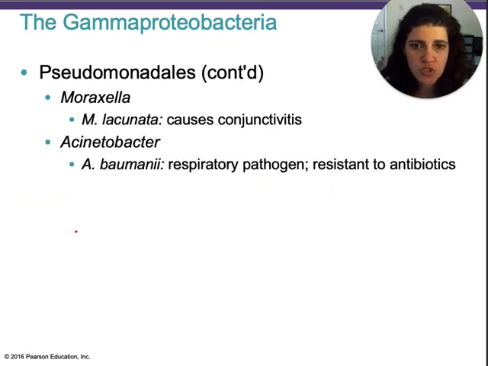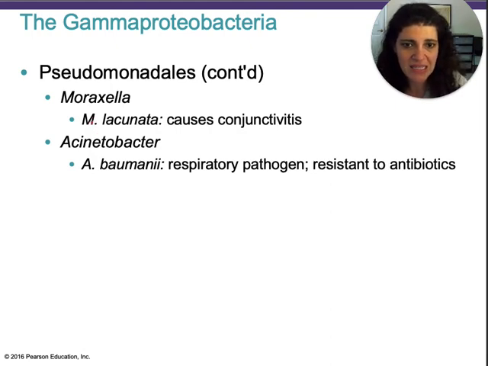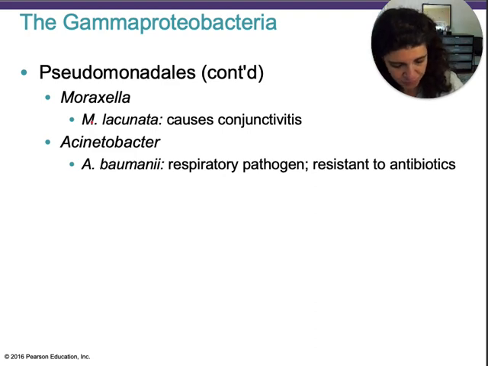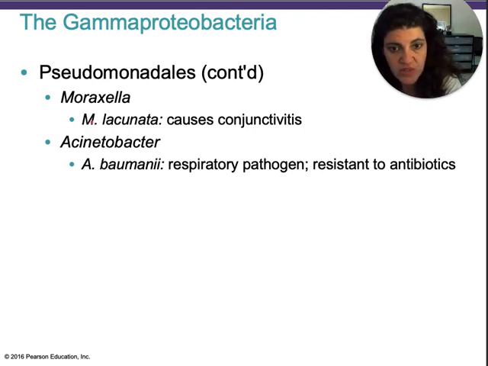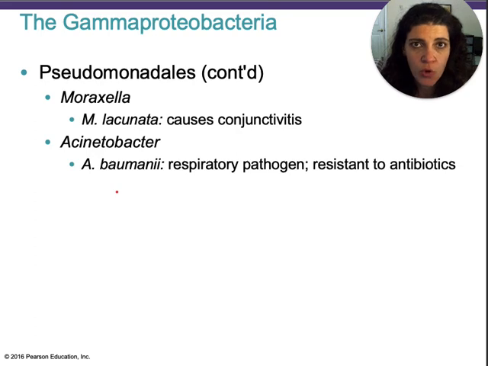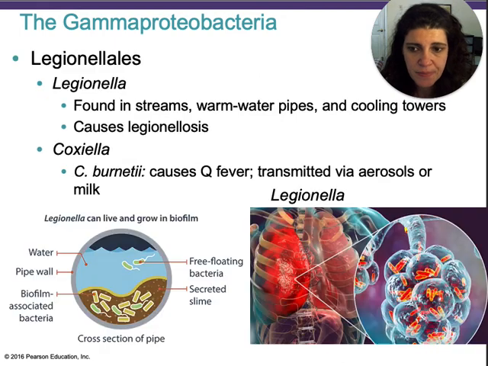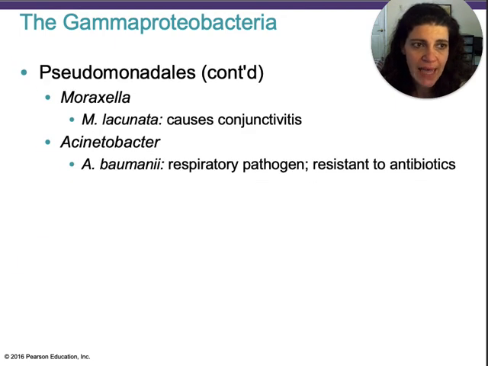Others from the same Pseudomonadales order are Moraxella, that causes conjunctivitis, and Acinetobacter, that causes a respiratory disease and is also very resistant to antibiotics. You find Acinetobacter a lot in soil and in water. Okay? These are all strictly aerobic bacteria. Okay? They cannot live in the absence of oxygen. All the Pseudomonadales. We're going to use the Pseudomonas in the lab as an example of an aerobic bacteria.